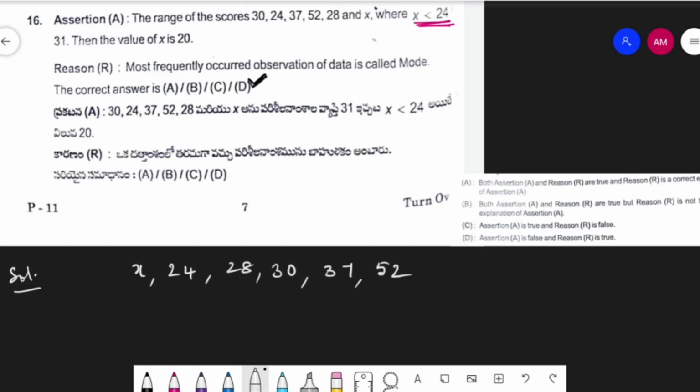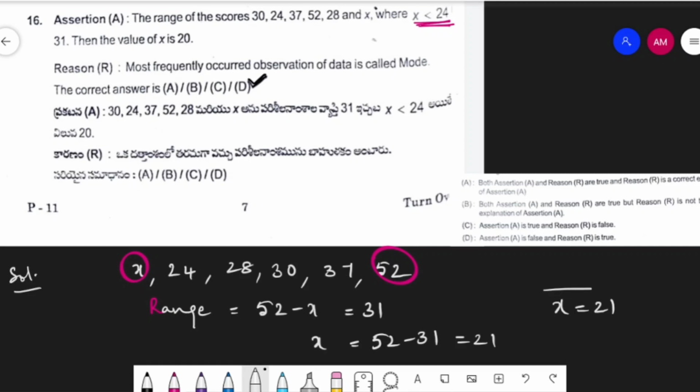So what is the minimum value? Minimum value is X. And what is the maximum value? 52. What is the range? Range is nothing but the maximum minus minimum. So 52 minus x, what they gave, that is equal to 31. So what will be x? 52 minus 31, that is equal to 21. So we got x is equal to 21.